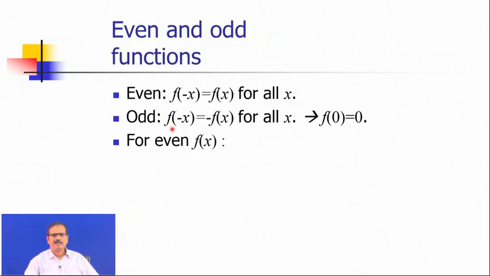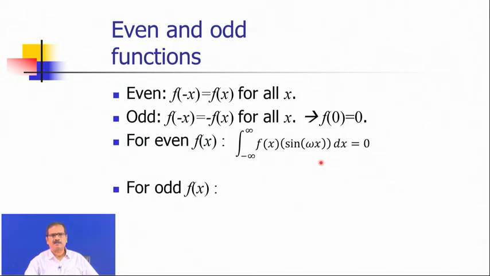So, let us see. For even f(x), this is a property which is satisfied, because in that case, if I take the integration by taking the product with sin omega x, that would be 0. So, all sinusoidal terms would be 0. That is why only cosine terms will remain, and your transform coefficients can be sufficiently described by only cosine transformations.